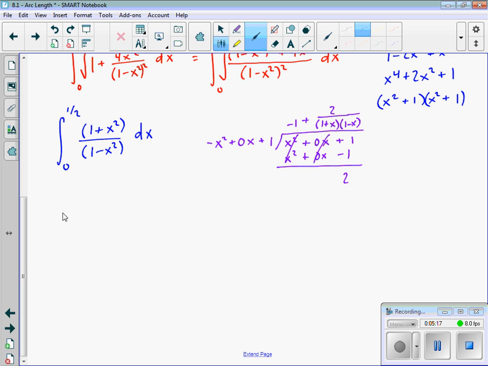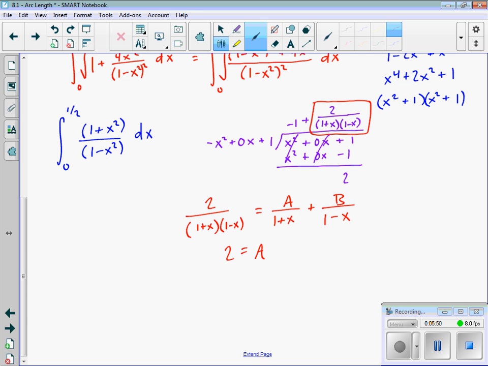Okay, so now we've got that in the integral, so I'm going to do partial fractions to this stuff here. Okay, so I've got 2 over 1 plus x and 1 minus x. Good, so A over 1 plus x, and then B over 1 minus x. So then I'm going to multiply everything by 1 plus x and 1 minus x, so I just get 2 equals A times 1 minus x plus B times 1 plus x. That looks okay.